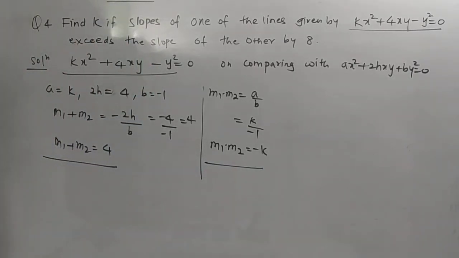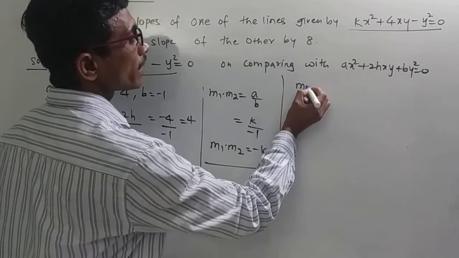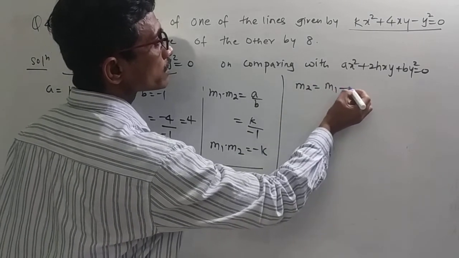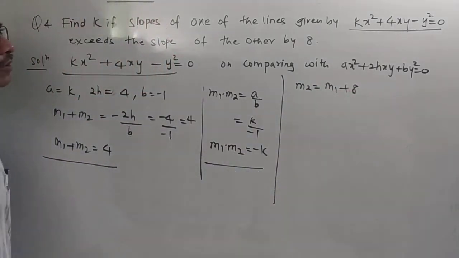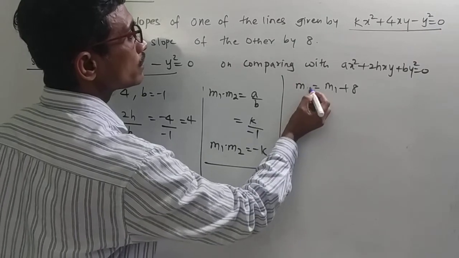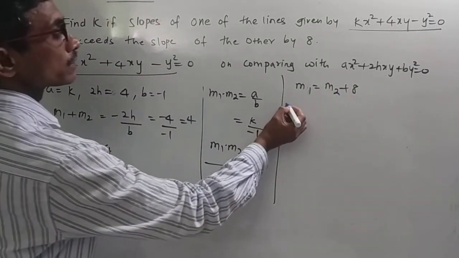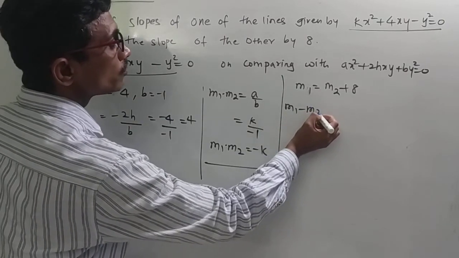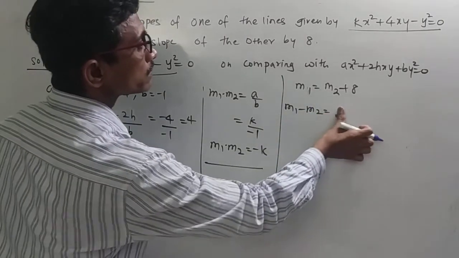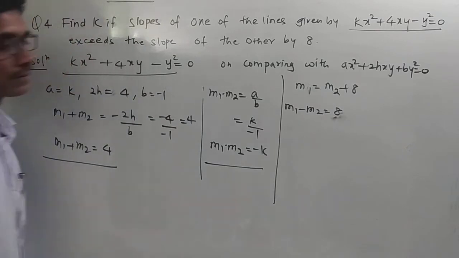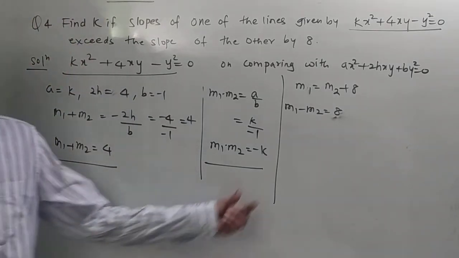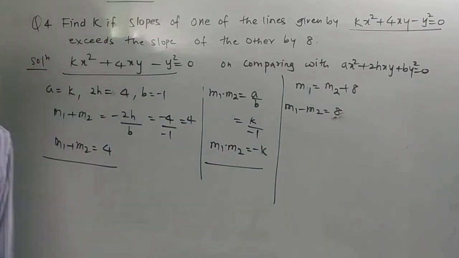Now what condition is given? The slope of one line exceeds the slope of the other line. That means we can write m2 is equal to m1 plus 8 and m1 is equal to m2 plus 8. That means m1 minus m2 will be equal to 8. So it is one and the same thing, that the difference of the slopes is equal to 8.